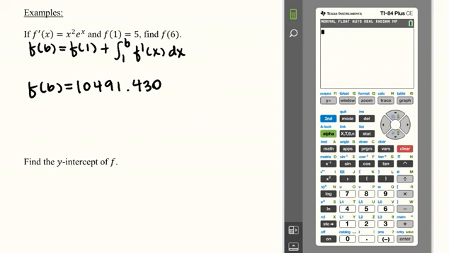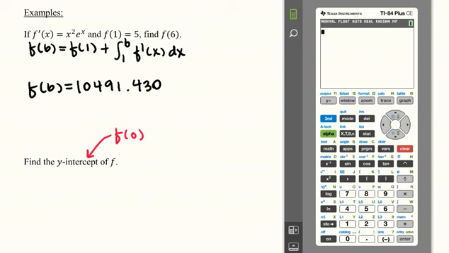And then when they ask you to find the y-intercept, well, this is a good question, because it would be tempting to try to find an antiderivative and then plug in 0, right? That would be kind of what I would first expect to do. But it's like, wait a second. The y-intercept is the value of f of 0.